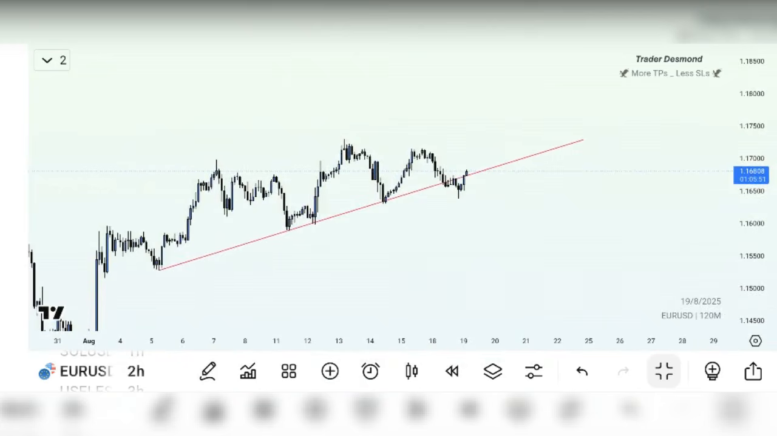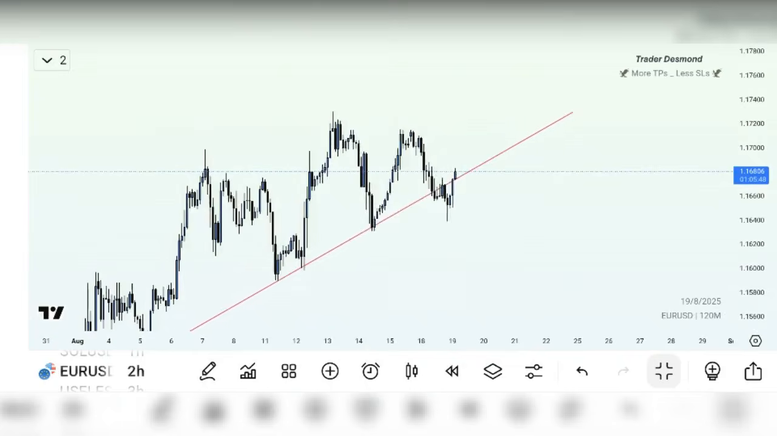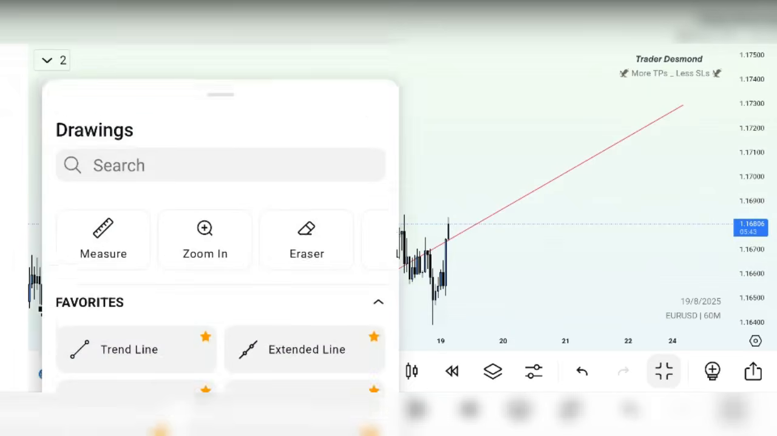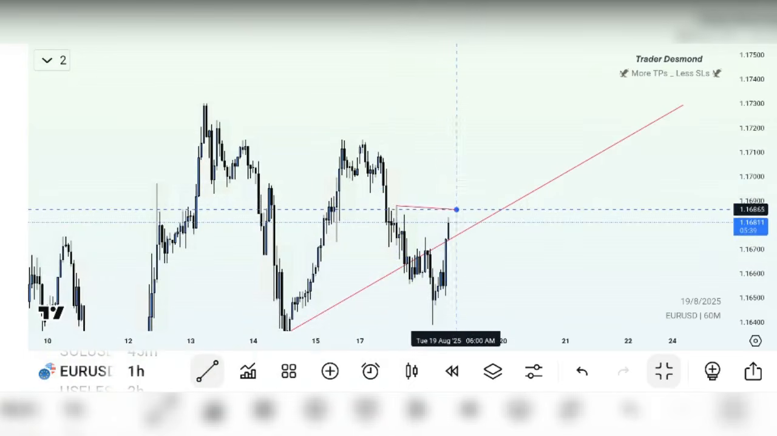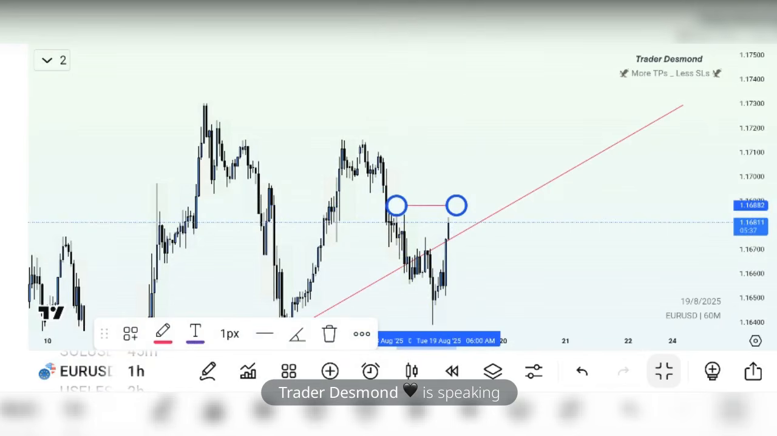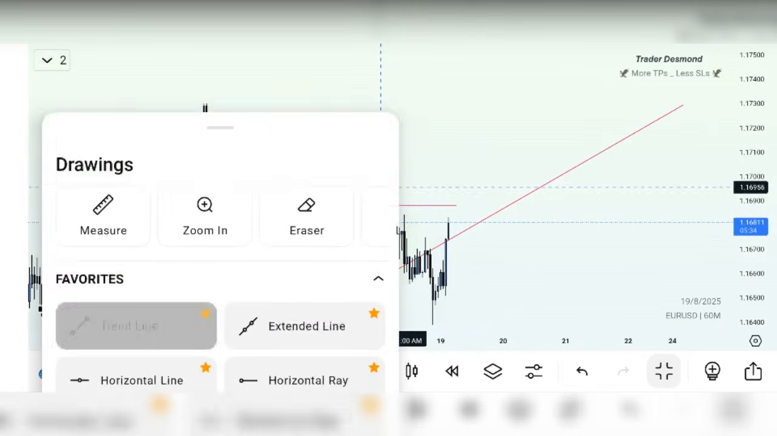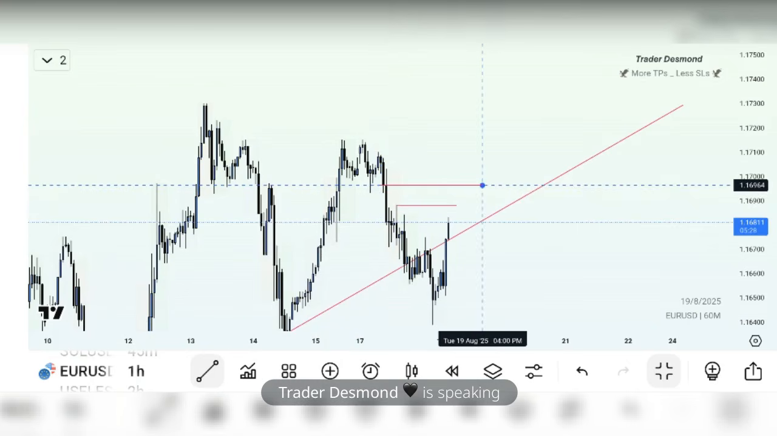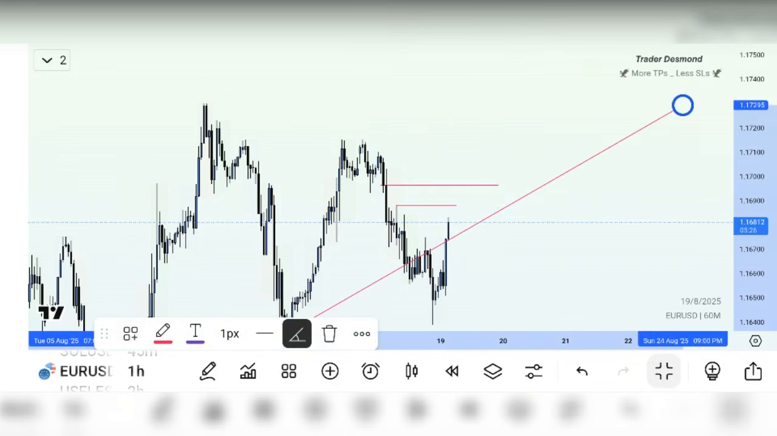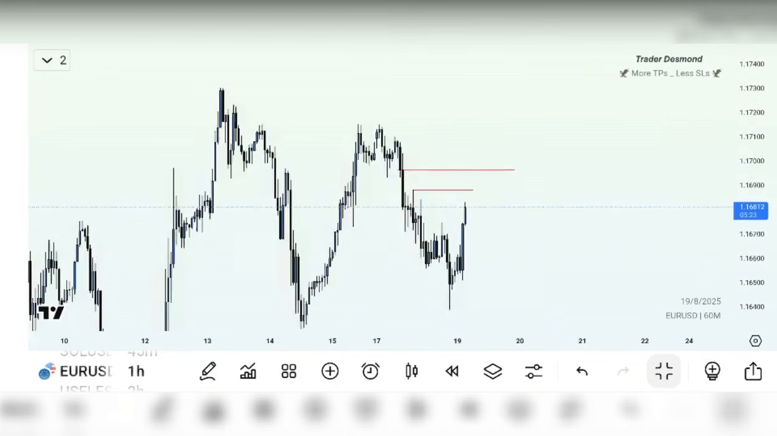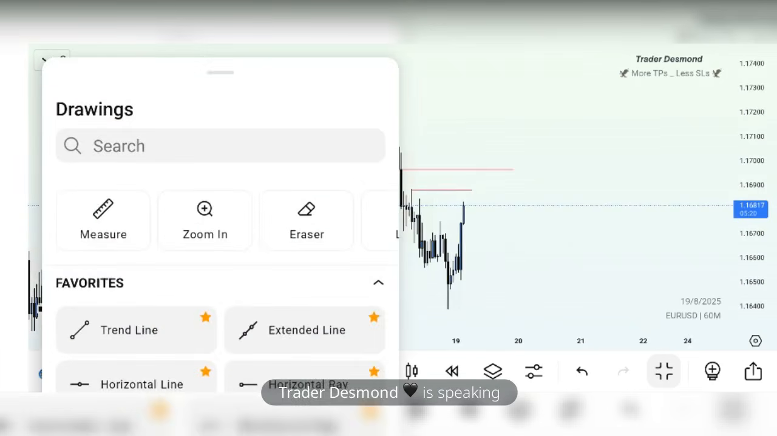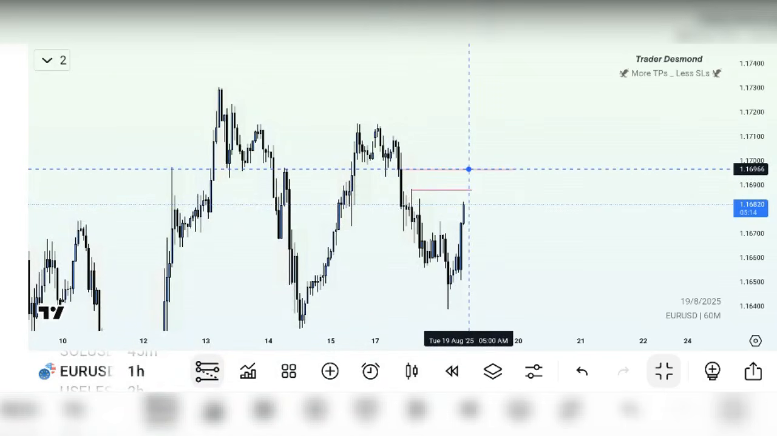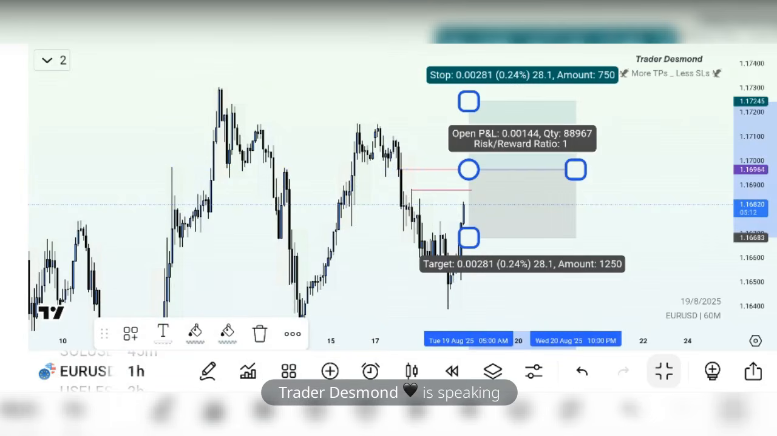Let's see. This pair is one pair I don't really like trading. Consider it as my liquidity. This zone should be a zone I should be looking at if I want to sell. Let's take out this. So if you are considering taking a sell from here, you should have something like this.